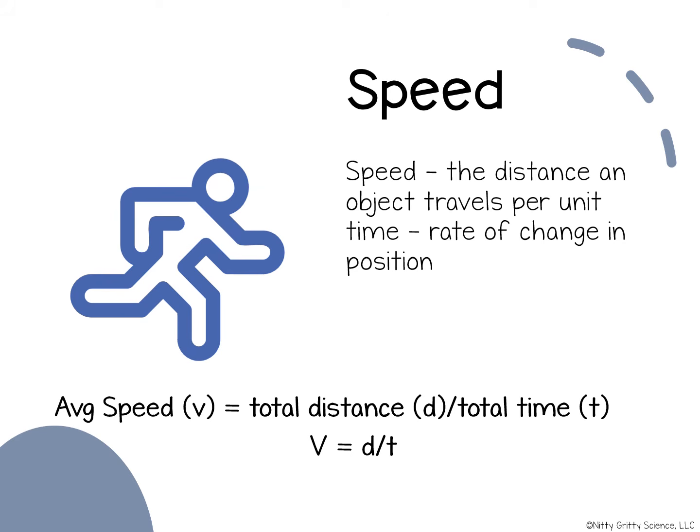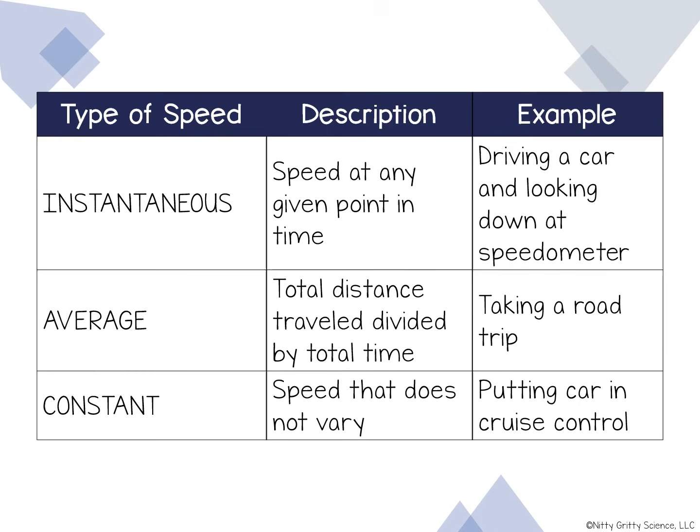Since the SI unit for distance is meter, and the SI unit of time is second, when you divide distance by time, you can determine your speed, which is measured in meters per second. Sometimes you will find it more convenient to express speed in other units, such as kilometers per hour. If you were to put your car in cruise control on a road trip, and the car neither slowed down nor sped up, then the car is traveling at a constant speed.